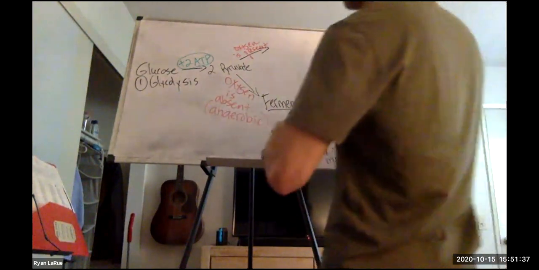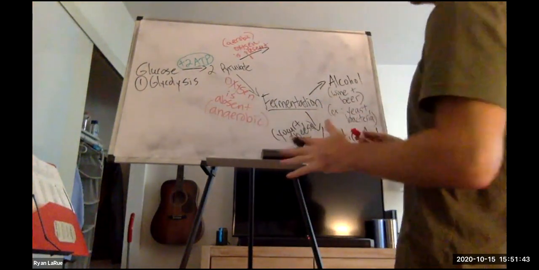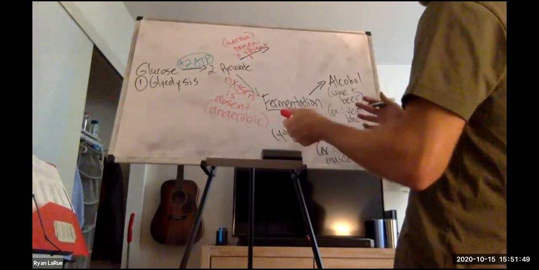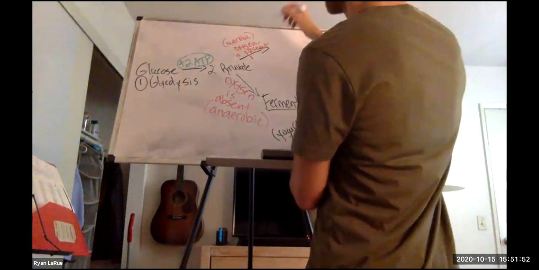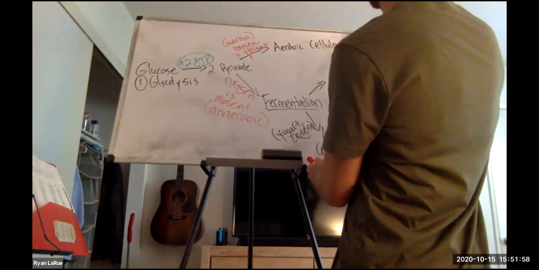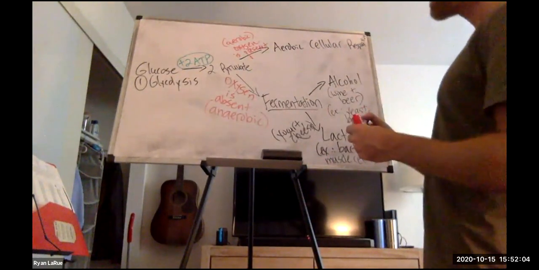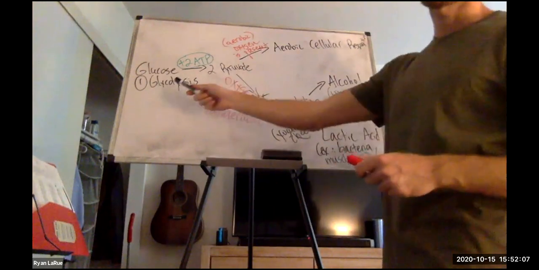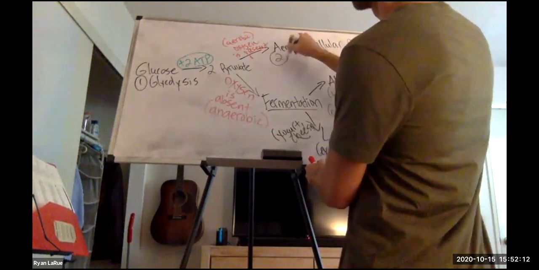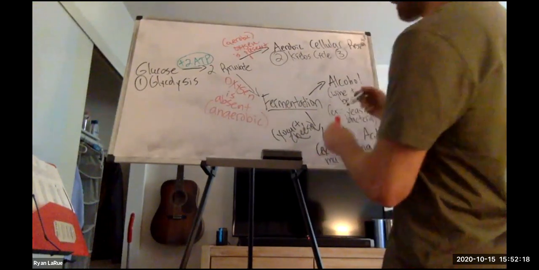This is aerobic, right? So we don't do fermentation. Organisms that do this don't do fermentation. These organisms, including us, do aerobic cellular respiration, which is, as we discussed, glycolysis, and then the Krebs cycle, which if we have time today, we'll talk about.